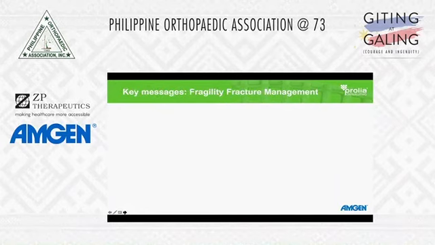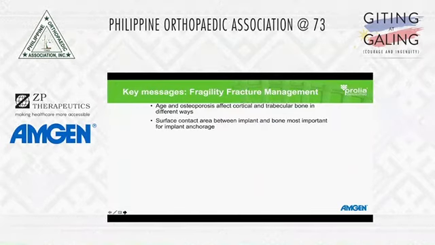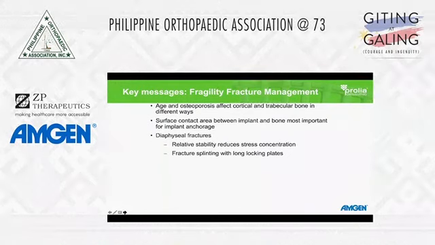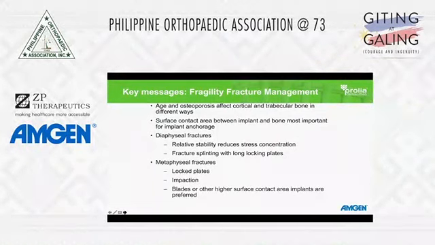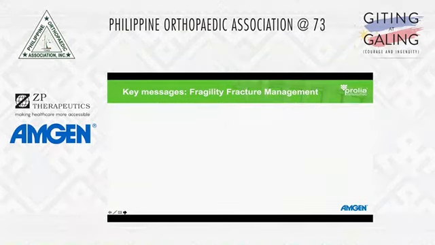So what are the key messages of this lecture? Age and osteoporosis affect cortical and trabecular bone in different ways. The surface contact area between the implant and the bone is the most important for implant anchorage. In diaphyseal fractures, relative stability reduces stress concentration, and fracture splinting can be done with long locking plates. For metaphyseal fractures, locking plates can be used, impaction of the bone to have good bone contact, and consider the use of blades or higher surface or contact area implants to allow better purchase in your weak cancellous bone.